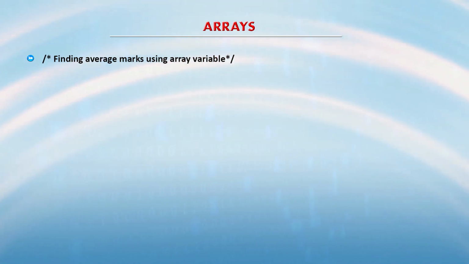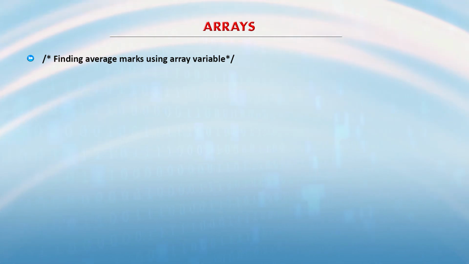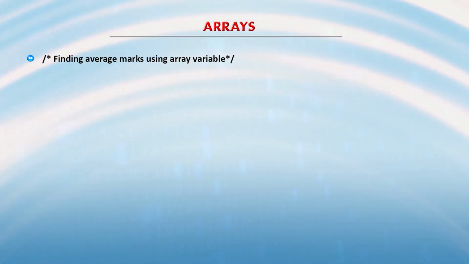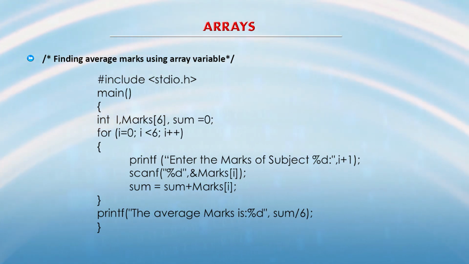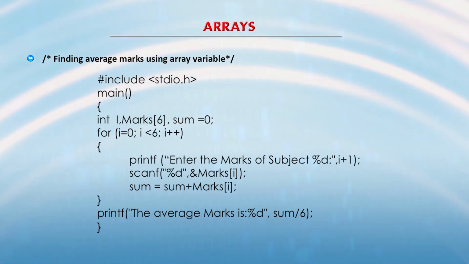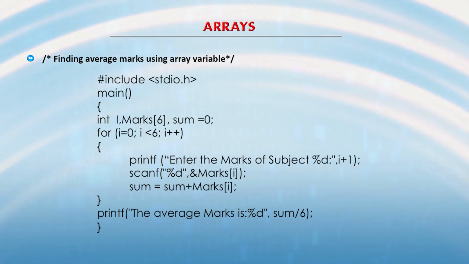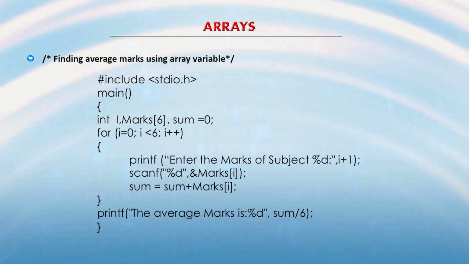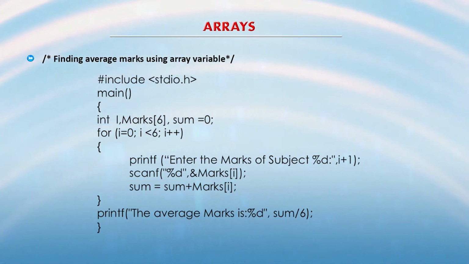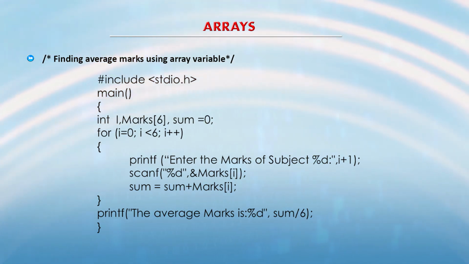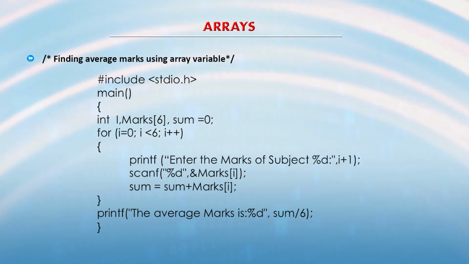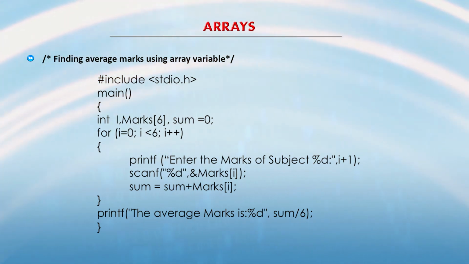Now let us understand how to write a program with the help of arrays. Let us write a program to find average marks using array variables. Firstly we include #include <stdio.h>, the standard library. In the main body we write the program. We declare an array, int marks[6], and we define a variable sum initialized to 0, that is sum = 0.